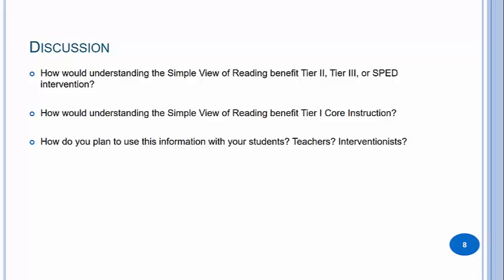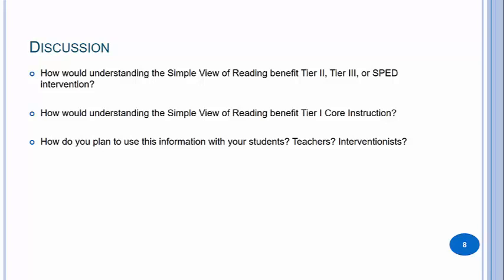This is not meant to be eradicating intervention, if you will. But Tier 1 core instruction is necessary. It's necessary to teach them explicitly so we have fewer students requiring Tier 2 and Tier 3 interventions, right? It's more effective. The whole programming is more effective if you're targeting Tier 1 instruction.